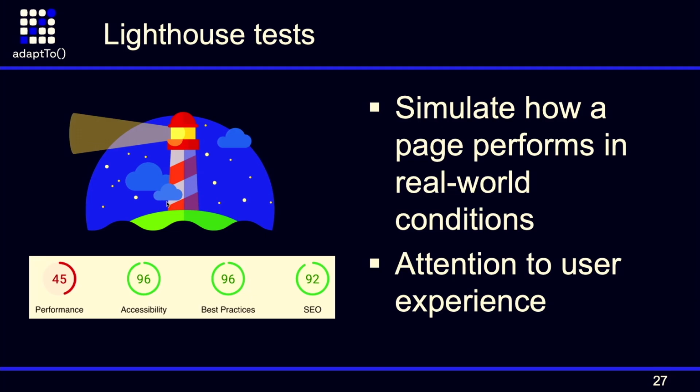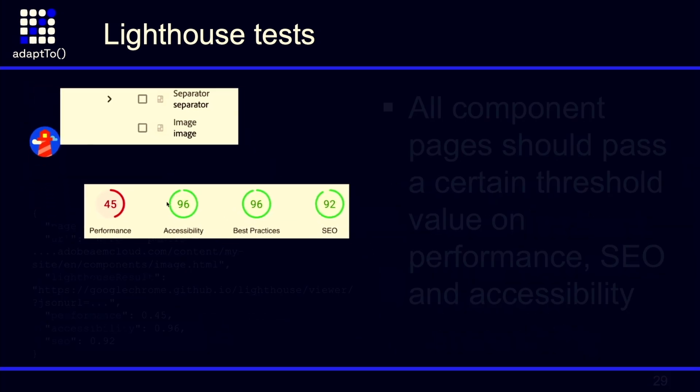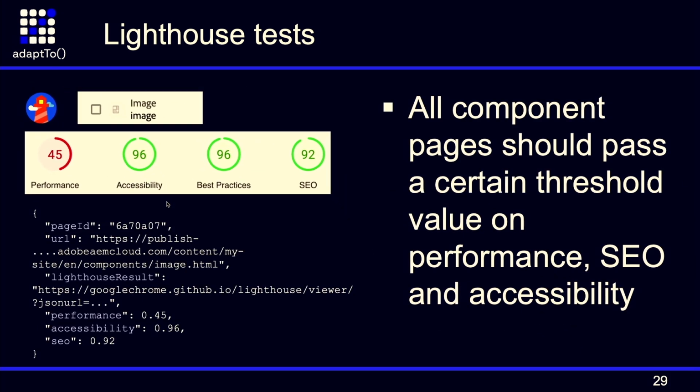How does the setup look like? So we use our IT content again, just like I explained. So we have a test page for each component, and then we run all Lighthouse tests on all these pages, and then we get component-based feedback on performance, SEO, and accessibility. Then we compare these metrics against certain thresholds, and then we can define if a certain component is good enough for us to merge in.